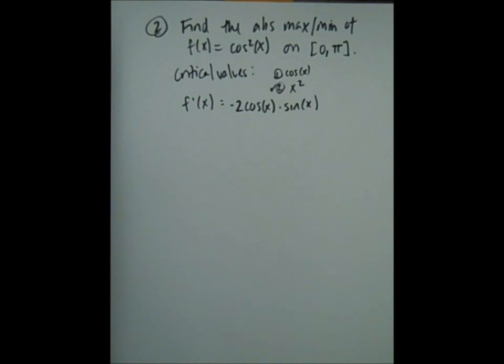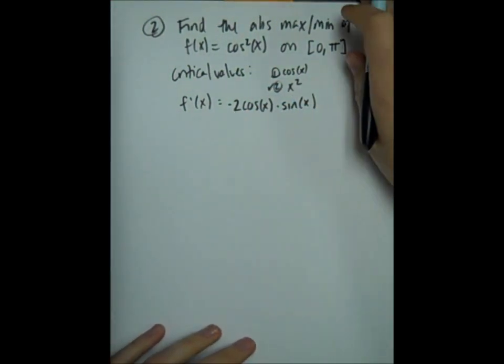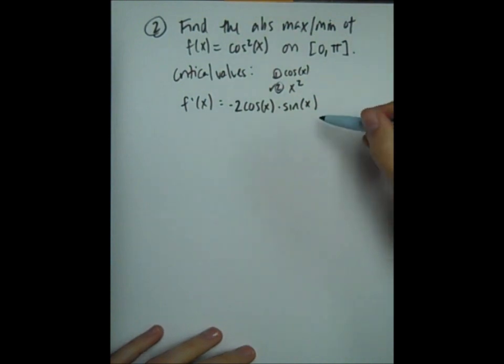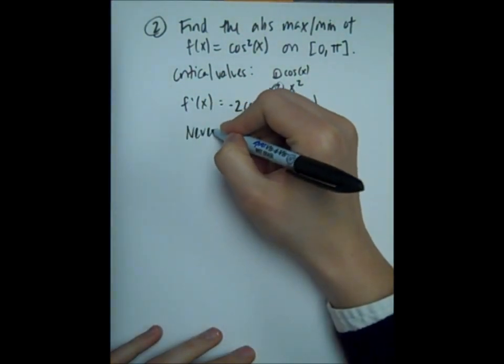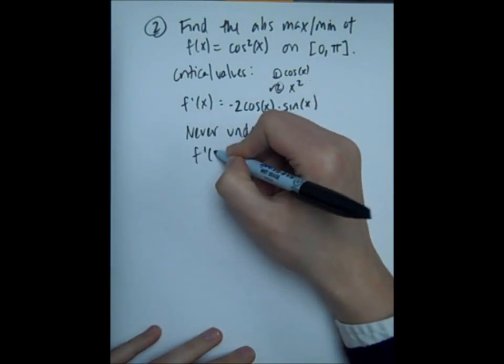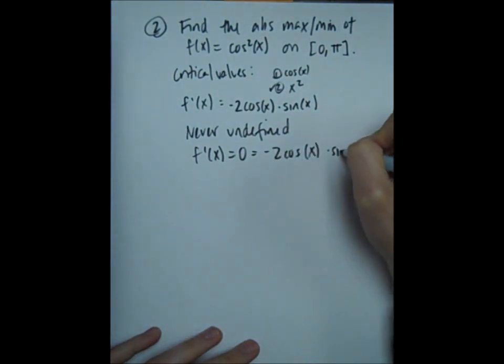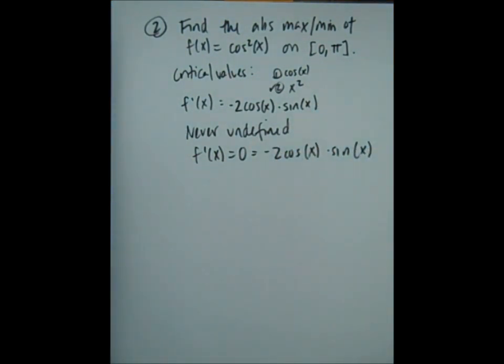Now I need to figure out when this is equal to 0 or when it is undefined. Well, let's start with undefined. This is never undefined. There's no denominator, there's no radical, so I don't need to worry about that. But when is it 0? So when is negative 2 cosine x sine x equal to 0? Well, it's 0 whenever cosine x or sine x is equal to 0. Whenever you have a product that's equal to 0, one of them has to be 0.